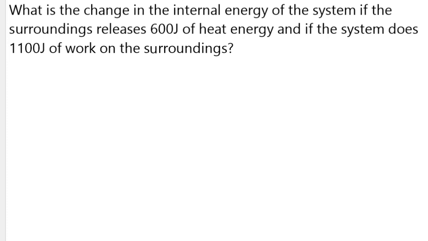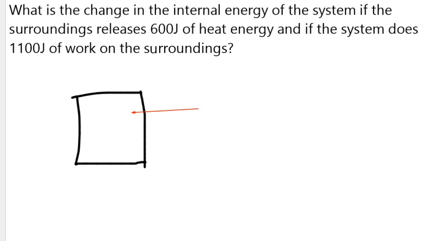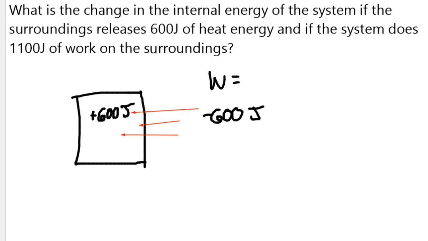What is the change in the internal energy of the system if the surroundings release 600 joules of heat energy and if the system does 1100 joules of work on the surroundings? Now we're going to illustrate this. This is our system and the surroundings just release 600 joules of energy, which means that our system is going to absorb 600 joules. So we have a positive Q. And then the work is done on the surroundings, meaning we have positive work there, and then we will get negative work on our system.